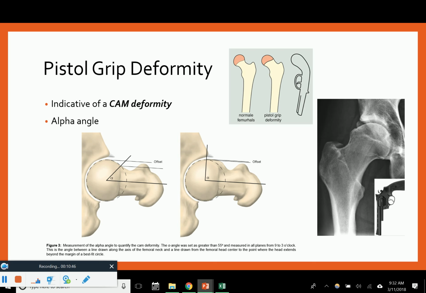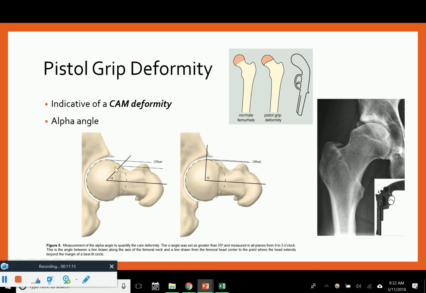It's also known as having an increased alpha angle. The reason it's called a pistol grip deformity is because you can see how a normal hip looks this way, and then in a pistol grip, the femoral neck is thickened, making it look more like the butt of a pistol. Here's another indication of that.